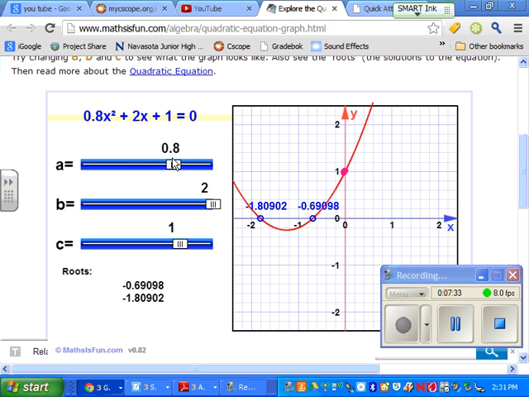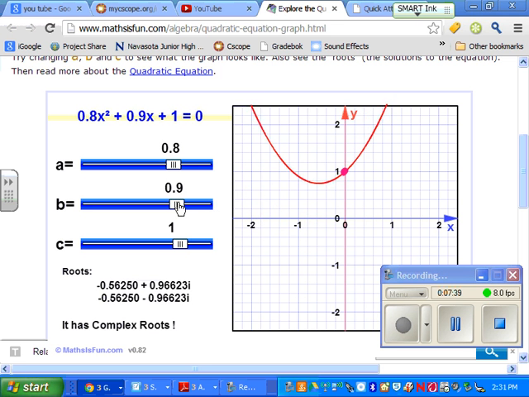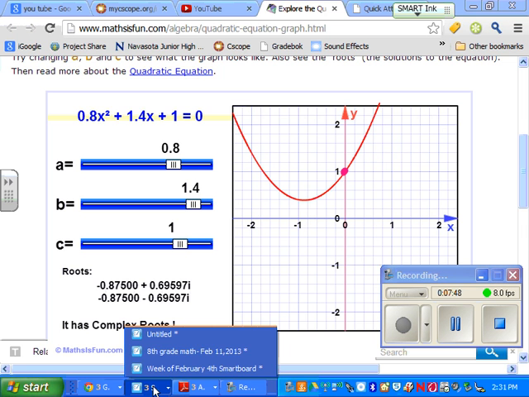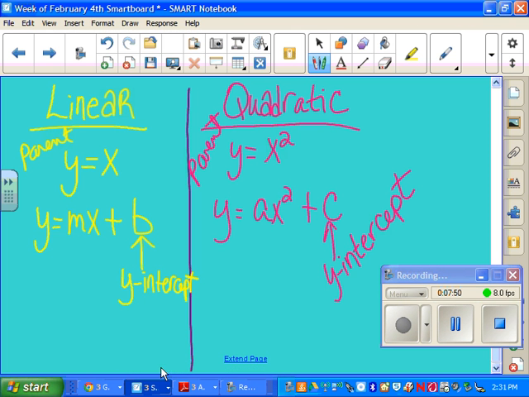Or even if I change this B, we're not getting into B quite yet in this class, but if I change this B, look what happens. The C stays on that y-axis, no matter what. So now you can kind of see how the quadratic equation relates to the linear equation back here. This B and this C are both y-intercepts.